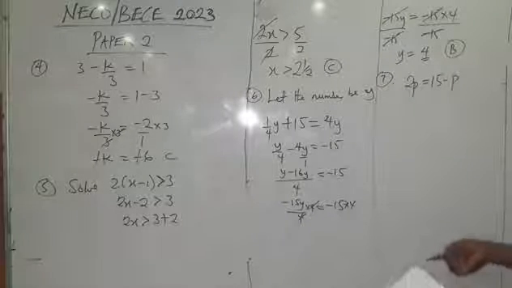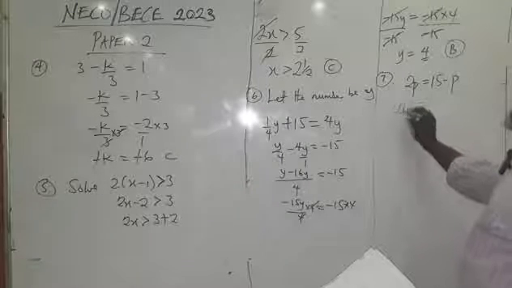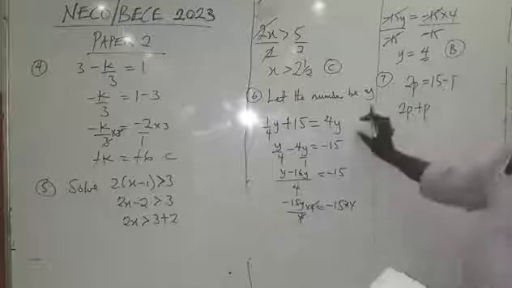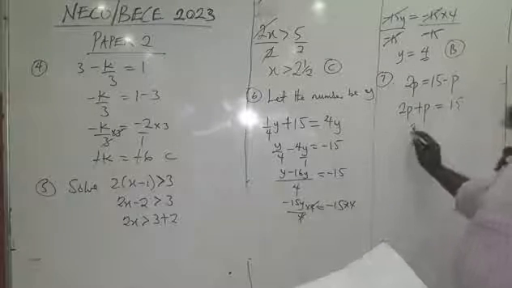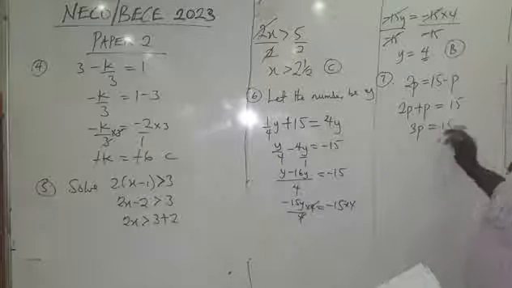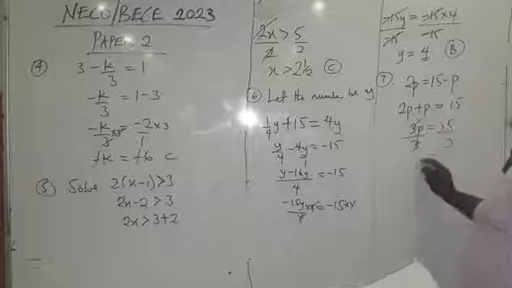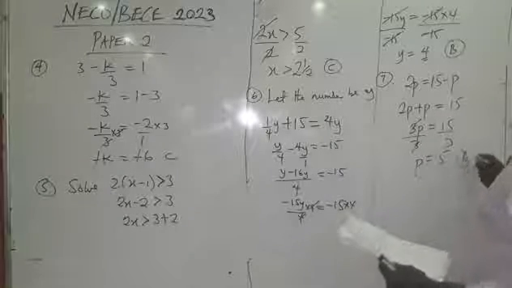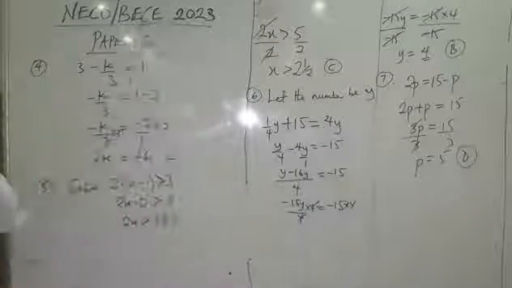This is also a linear equation. You collect like terms, so that will be p plus p. This is minus p. When it comes out, what does it change to? Plus. Equals to what? 15. This is what? 3p equals to what? 15. Then you divide both sides by what? 3. So therefore p equals to what? 5. So that's option D. I hope this is clear. So move to the next question now.